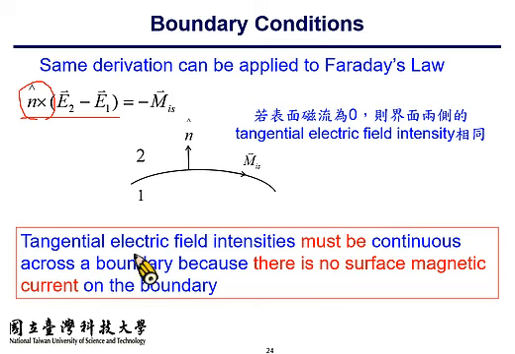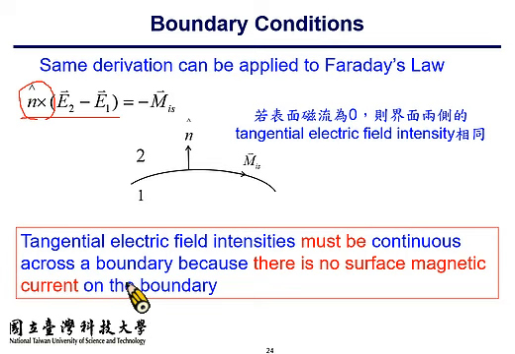So here is our conclusion. Tangential electrical field intensity must be continuous across a boundary because there is no surface magnetic current on the boundary. Well, that's the general case. Later we will discuss some special cases.